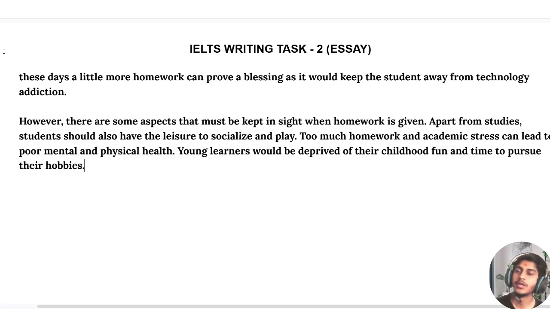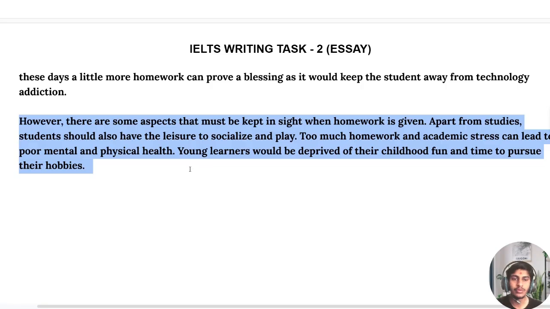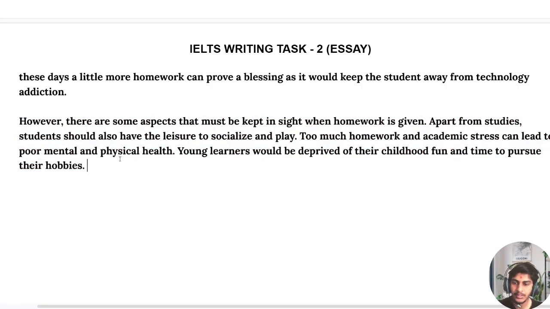Now the counter argument paragraph is: however, there are some aspects that must be kept in sight when homework is given. Apart from studies, students should always have the leisure to socialize and play. Too much homework and academic stress can lead to poor mental and physical health. Young learners would be deprived of their childhood fun and time to pursue their hobbies.